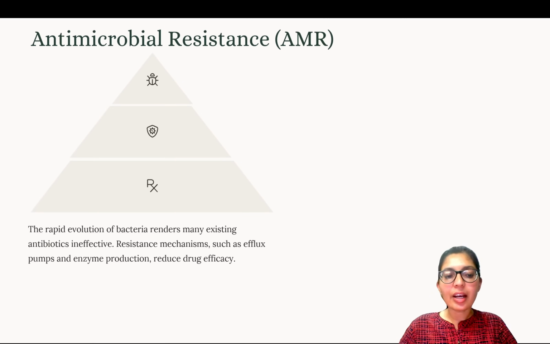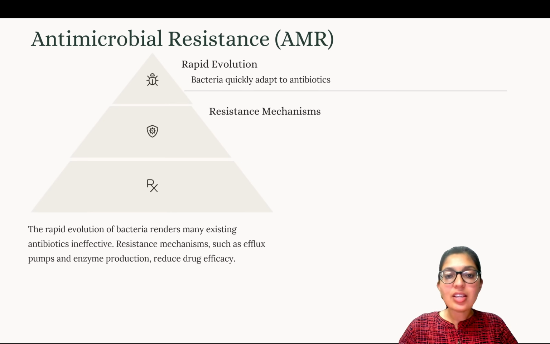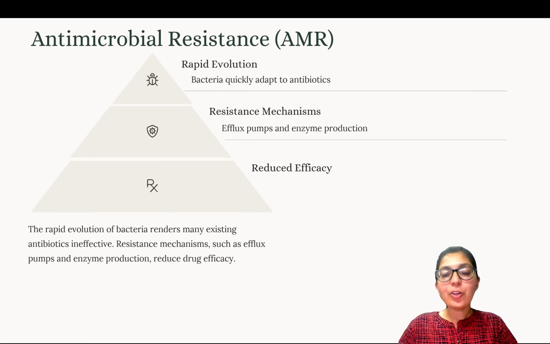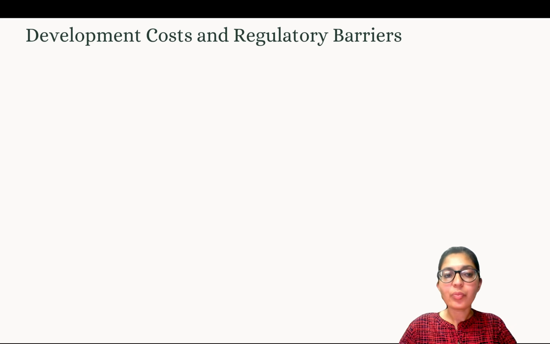Antimicrobial resistance. The rapid evolution of bacteria renders many existing antibiotics ineffective. Resistance mechanisms such as efflux pumps and enzyme production reduce drug efficacy. Rapid evolution of the bacteria. Bacteria quickly adapt to antibiotics. Resistance mechanisms. Efflux pumps and enzyme production are the mechanisms used in resistance by the bacteria. Reduced efficacy. Many existing antibiotics become ineffective.